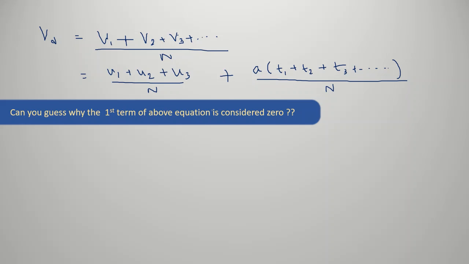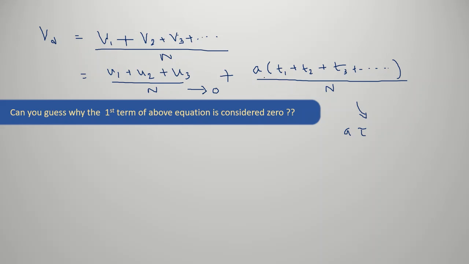So now, can you guess why the first term will be denoted as 0? Hence this term will be equal to 0, and this term will be denoted as a into tau. So why is the first term 0? As we already know, initially the average velocity when there was no potential present was 0, and thus u1 plus u2 plus u3 divided by n, that average velocity, will be 0.